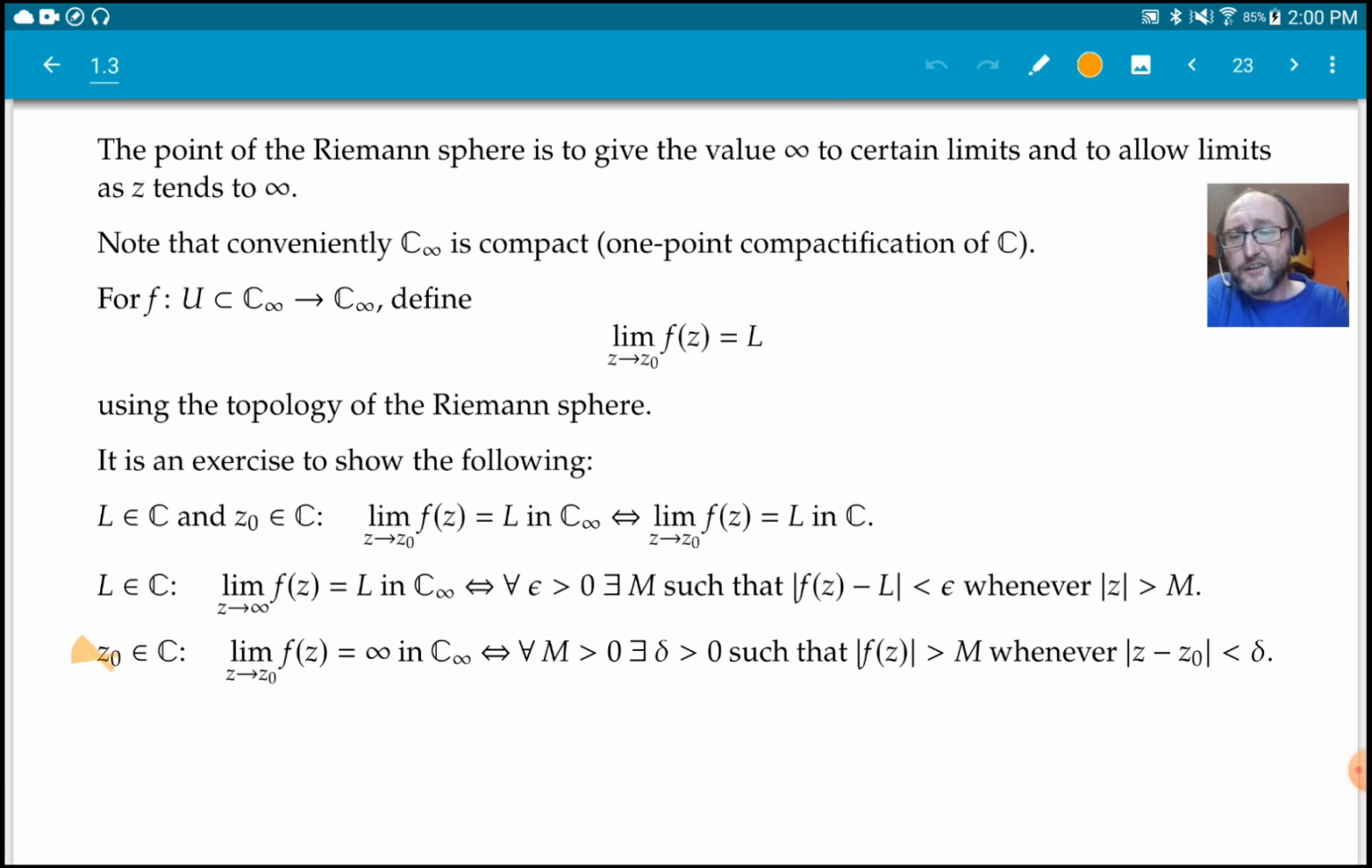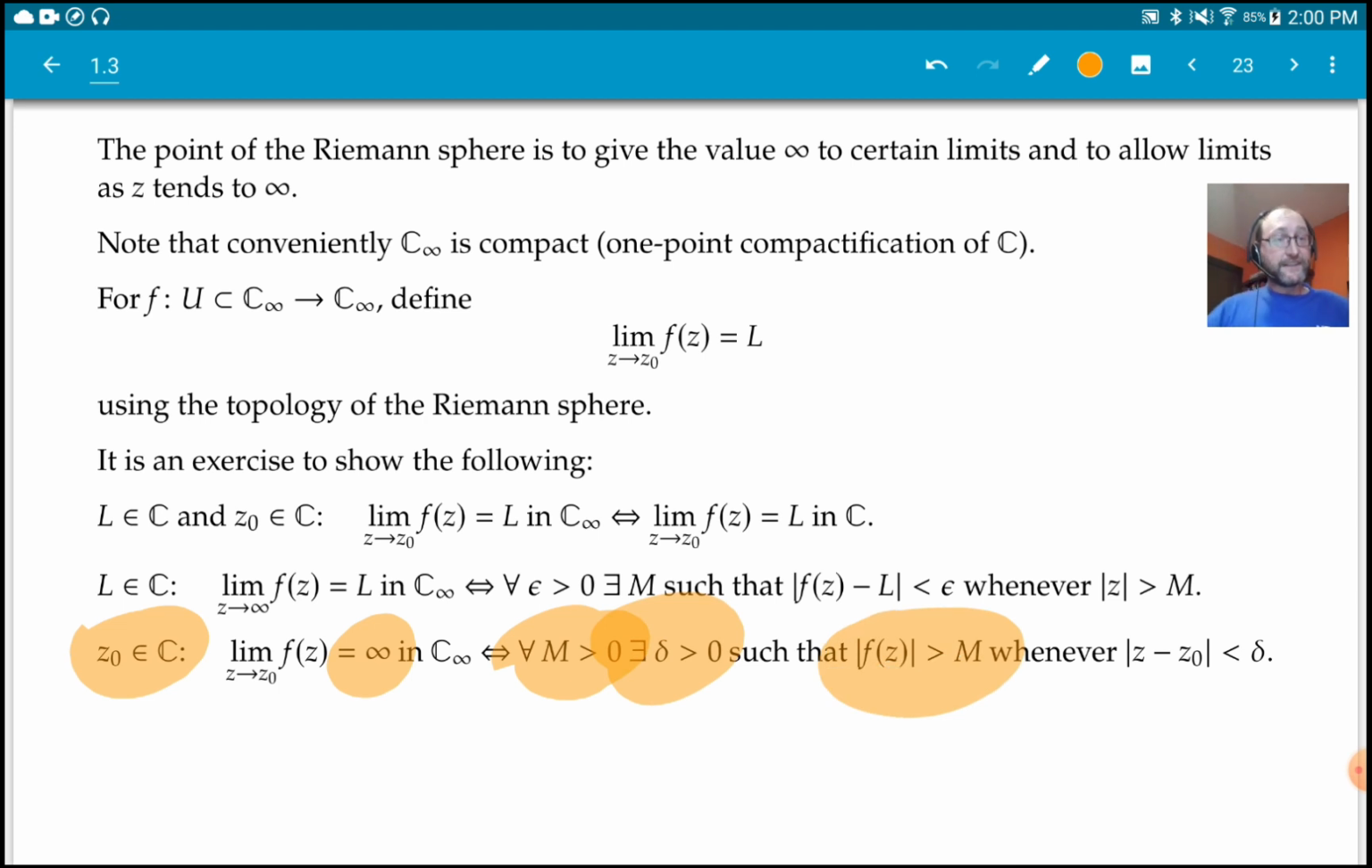Now, you could also think about what it means if I'm approaching some complex number, but I want the limit to be infinite. Well, again, just introduce this m, right? So that means that for every m, there exists a delta such that f of z is bigger than that m in modulus whenever I'm within delta of z naught, right?